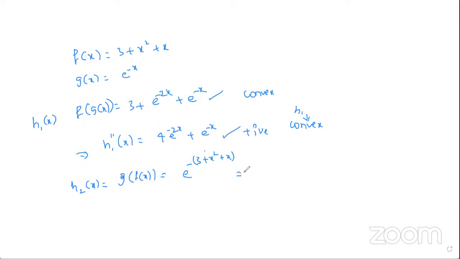Am I correct? Yes. So this is nothing but e power minus 3 into x, minus x square minus x, right? And now, is this correct? I got e power a plus b as e power a and e power b. Am I right? Correct?